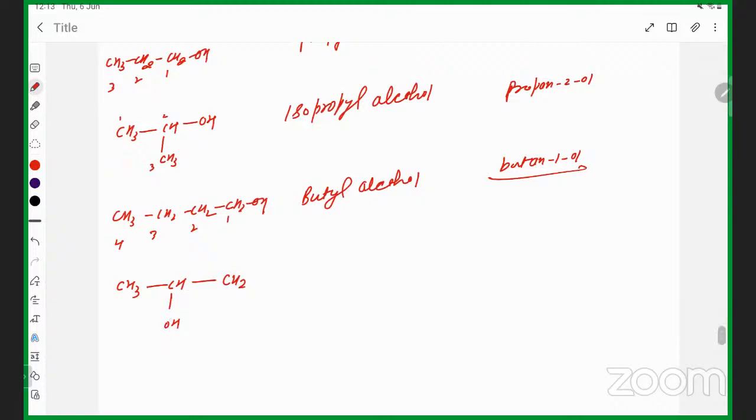CH3, CH, here is OH, CH2, CH3. If you see this one, common name, this carbon is 2 degree. This carbon is 2 degree alpha, carbon attached with 2 degree carbon. So this 2 degree is called secondary. Then total carbon is 4, butyl alcohol, secondary butyl alcohol. But if you write the IUPAC name 1, 2, 3, 4, so what will you write? That is butan-2-ol. Butan-2-ol.